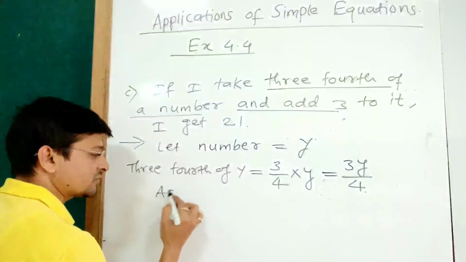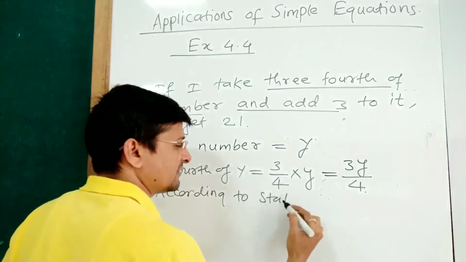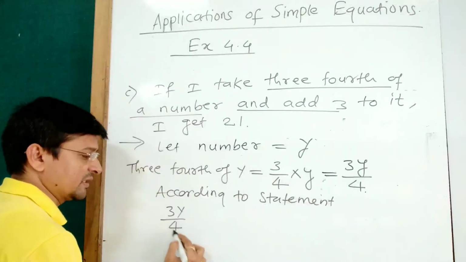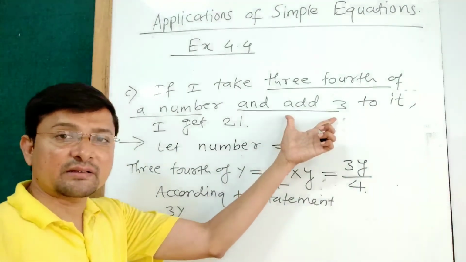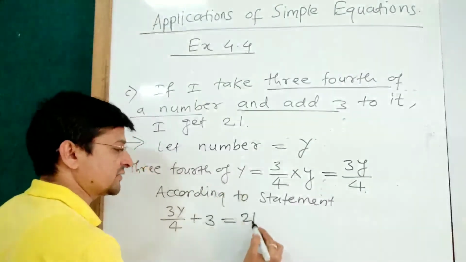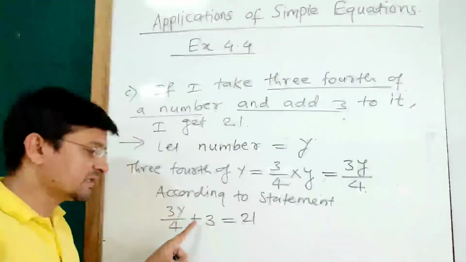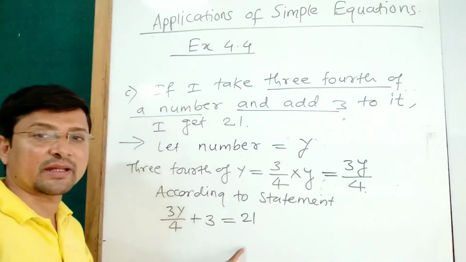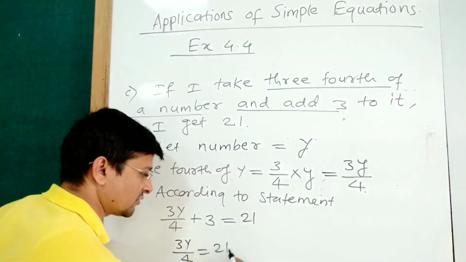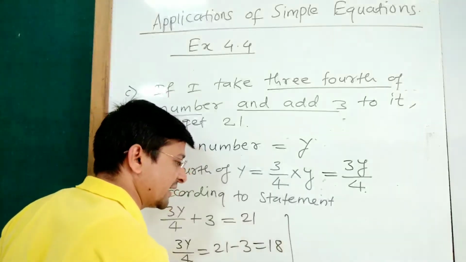So according to the statement, the fraction is 3y upon 4, and if I add 3 to the fraction, so it is 3y upon 4 plus 3, then I get 21. Okay, now we have to solve this equation. 3 is plus on the left hand side, it becomes minus on the right hand side. So here we get 3y upon 4 is equal to 21 minus 3. 21 minus 3 is equal to 18.